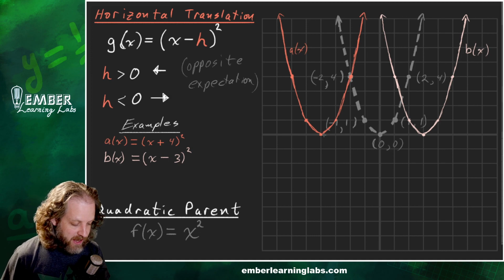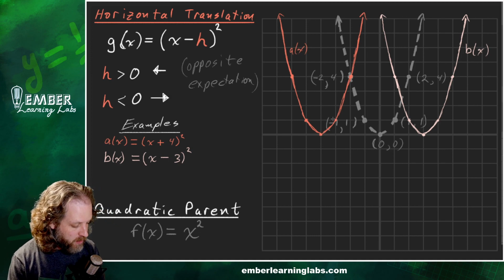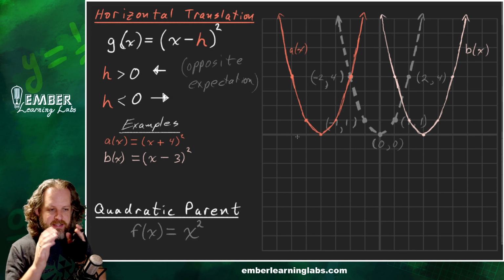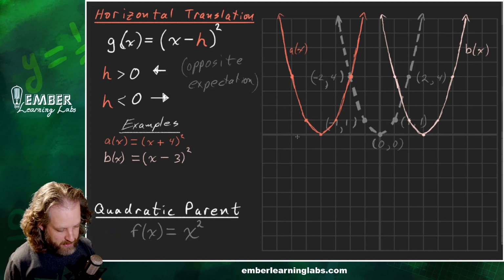Now, you notice, just like our vertical translations, we still go up 1 over 1 and up 1 back 1 to get that reference point and everything else. So it's just shifting left and right. It didn't change the stretch or the compression. We'll talk about that in a minute.